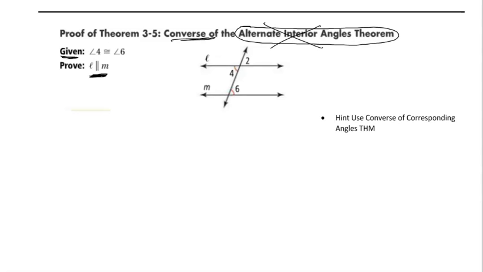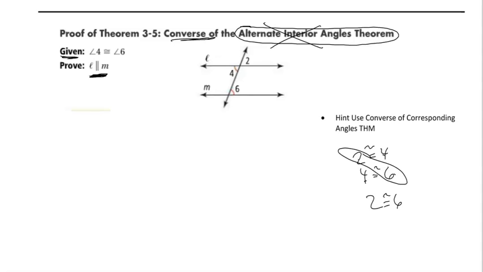If you had your geometry toolbox out, you're seeing 2 and 4 are congruent. This is ugly, don't put this into a proof, but we know 2 equals 4. 2 is congruent to 4. We also know 4 is congruent to 6 because it's given. So if 2 is to 4 and 4 is to 6, then we know 2 is congruent to 6.